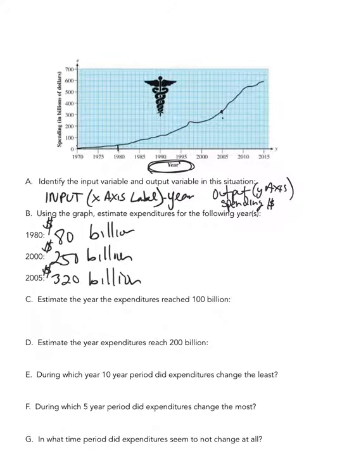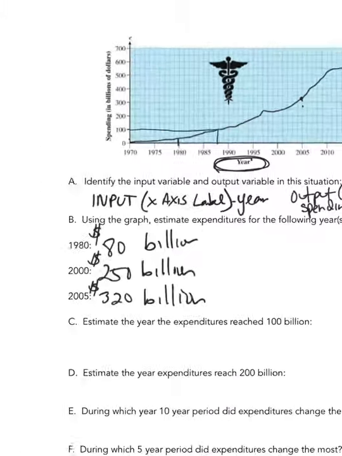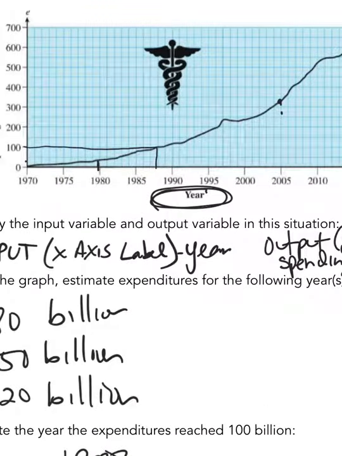Estimate the year the expenditures reach 100 billion. Well, that's here. So if I go here and go down, that looks like it happened in 1986 and 1988. If you're looking for the year where expenditures reach 200 billion, again, we're following the line over and down. This happened in 1995 because it hasn't reached 1996 yet.